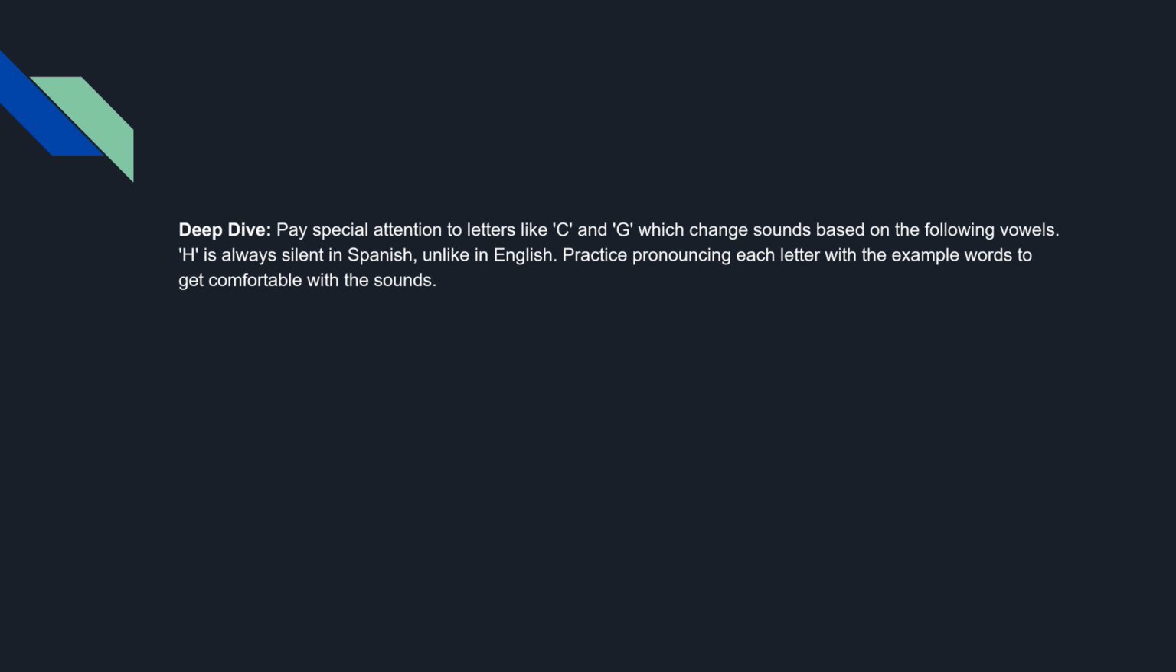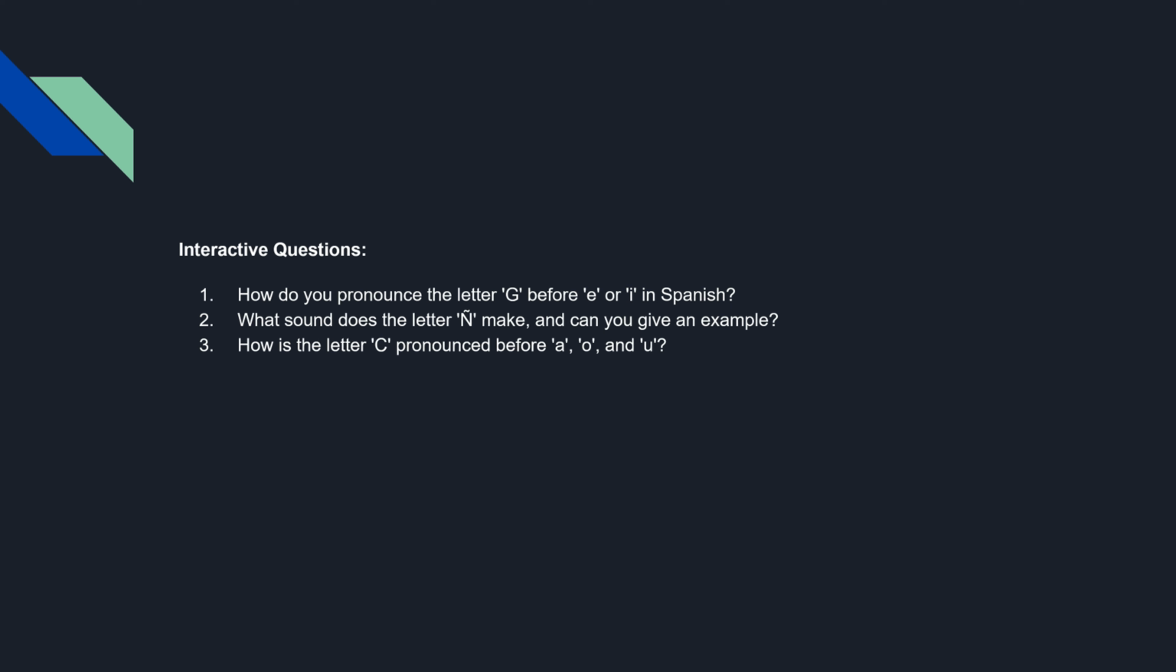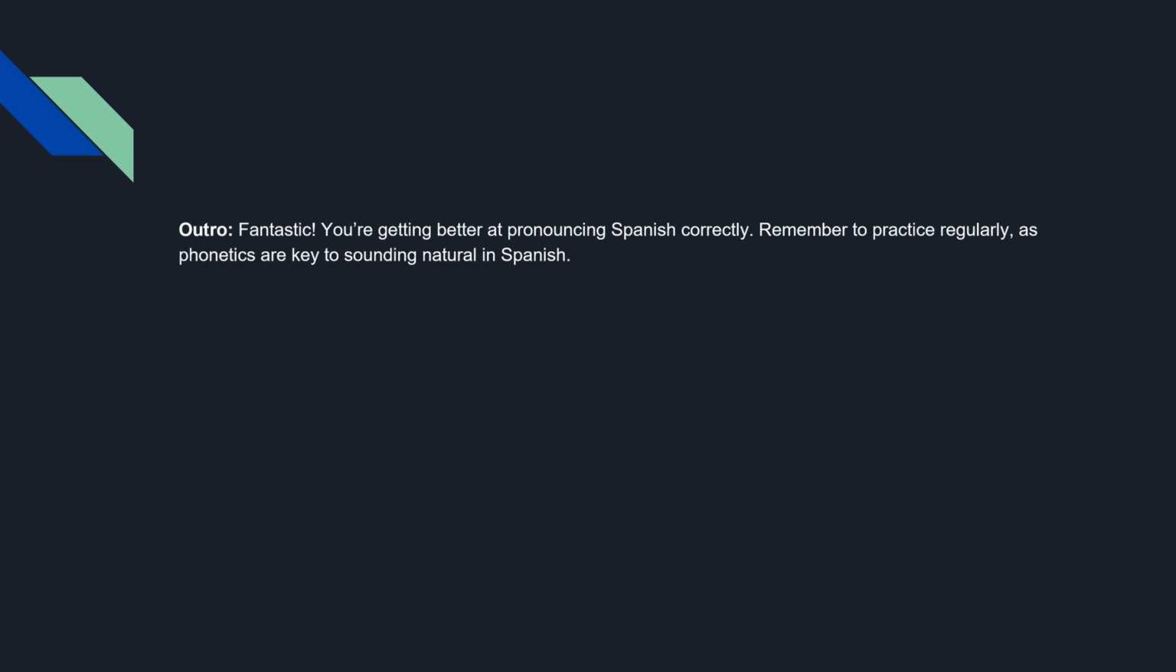vowels. H is always silent in Spanish, unlike in English. Practice pronouncing each letter with the example words to get comfortable with the sounds. Interactive questions. How do you pronounce the letter G before E or I in Spanish? What sound does the letter N make, and can you give an example? How is the letter C pronounced before A, O, and U? Outro. Fantastic. You're getting better at pronouncing Spanish correctly. Remember to practice regularly, as phonetics are key to sounding natural in Spanish.